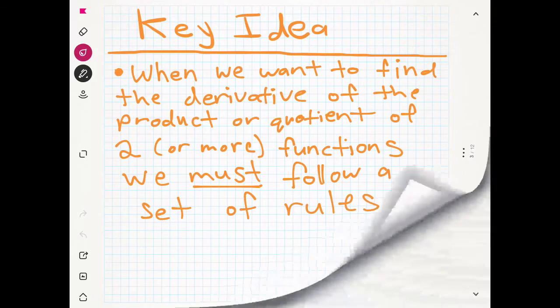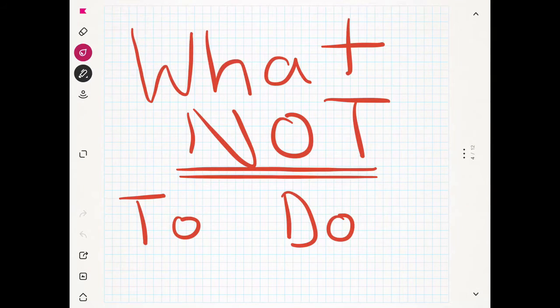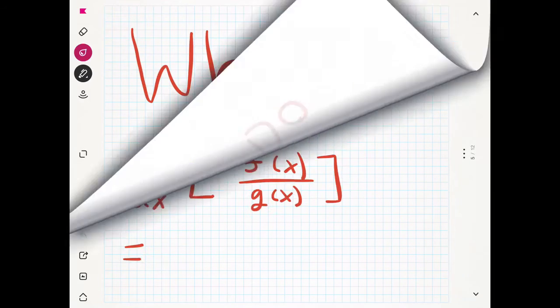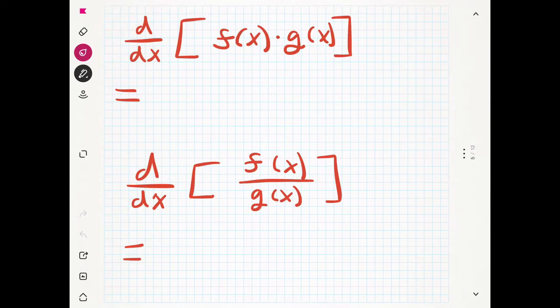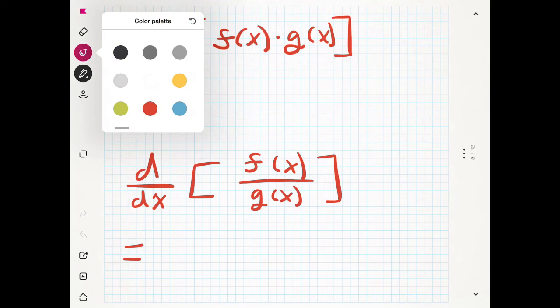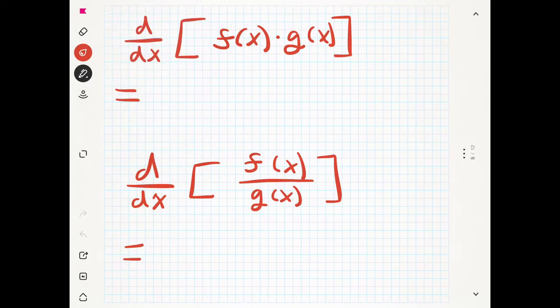Right, so let's talk about what not to do, because a lot of people in my class did this and they ended up getting the wrong answer. So this is what you cannot do. They are not similar to the sum and difference rules in that you cannot, again, you cannot, let me use the red one to indicate that because I cannot stress this enough. You cannot do this, right? You cannot just open the brackets.